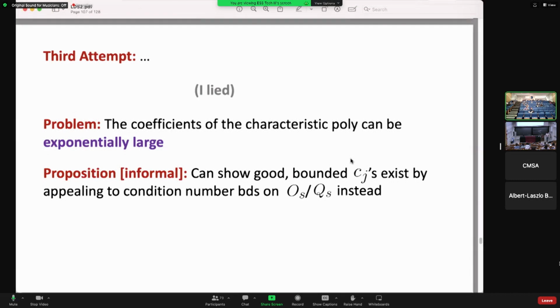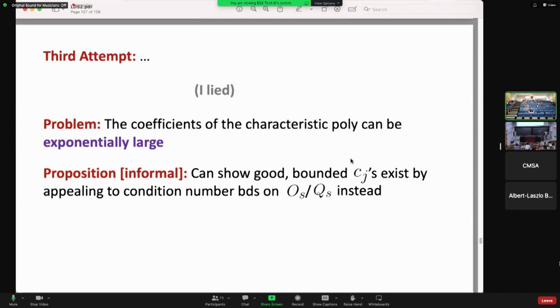It turns out that what you can do is you can show that there are good coefficients that exist, but it's only true if you actually use more than just the bare minimum number of powers of A. I'm trying to write A to the n as some linear combination of the lower order terms, but no one says I can't use more than the smallest number.